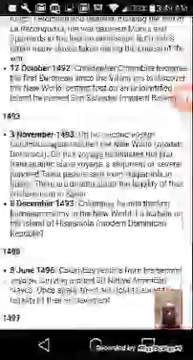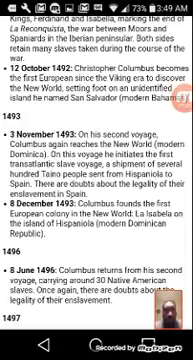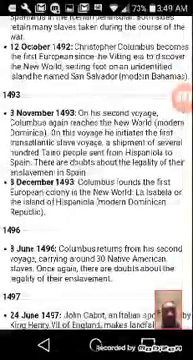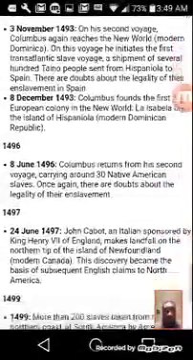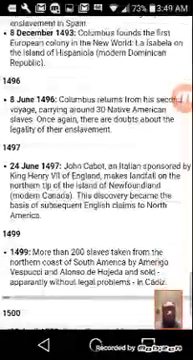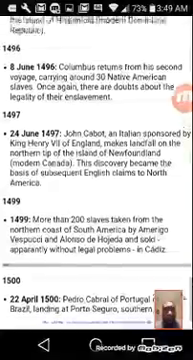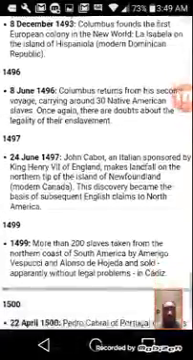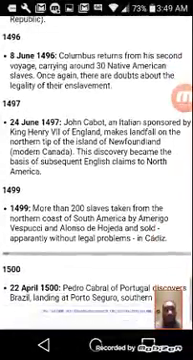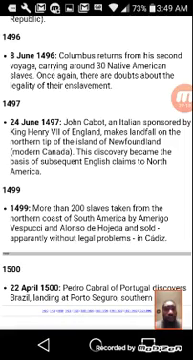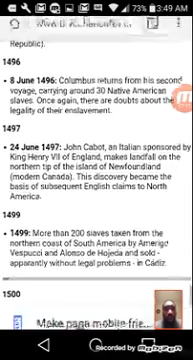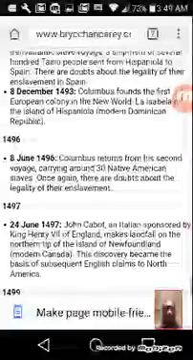Back at the 3rd of November 1493. No, wait, it says on the 8th of June 1496. It says Columbus returns from his second voyage, carrying around 30 Native American slaves. Once again, there are no doubts about the legality of their enslavements.